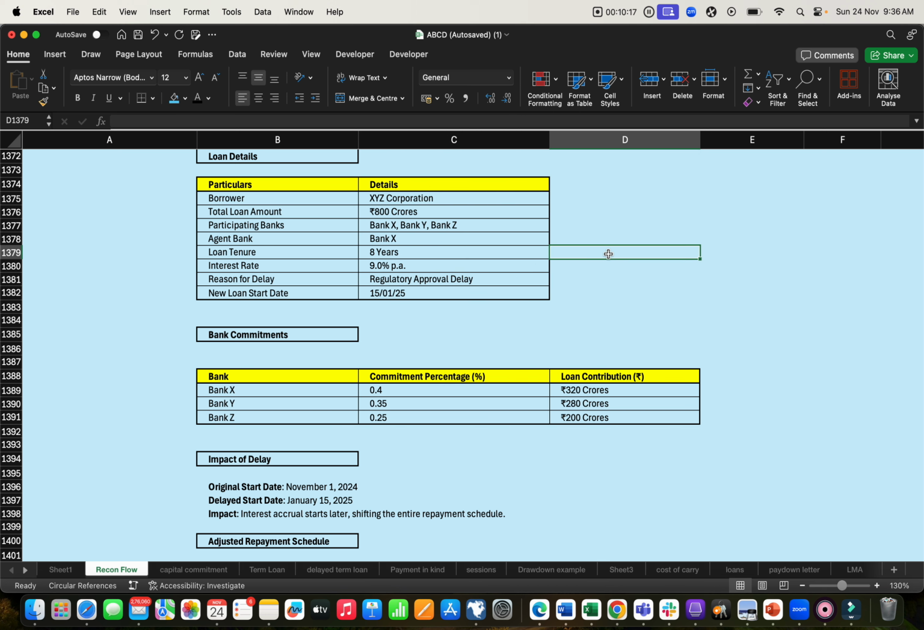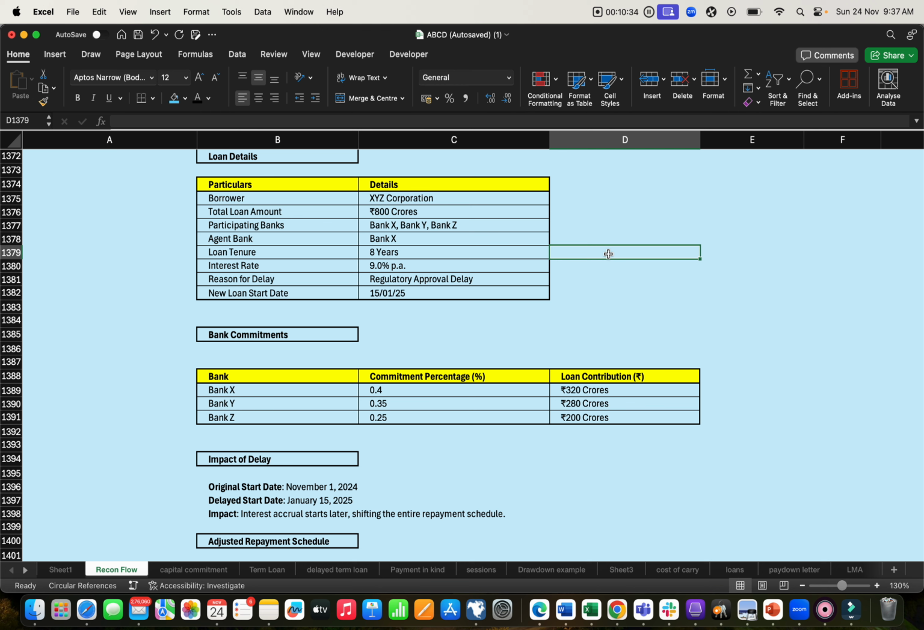Okay, so the loan start date is 15/1/025. So why did it get delayed? Here the reason is mentioned: the regulatory approval. Regulatory approval means the approval from whoever gives the approval.